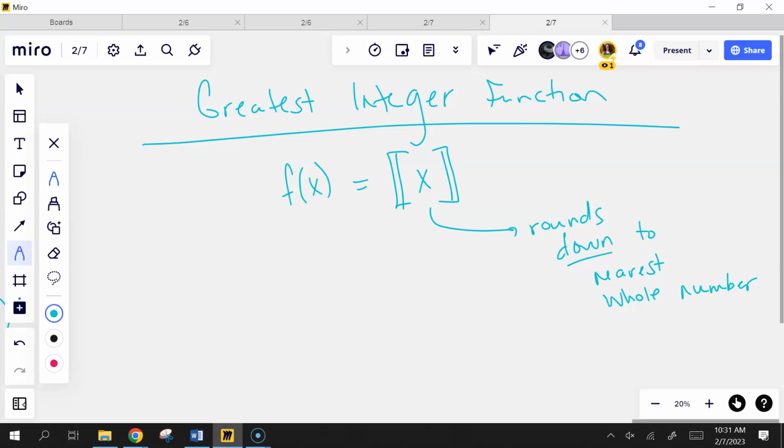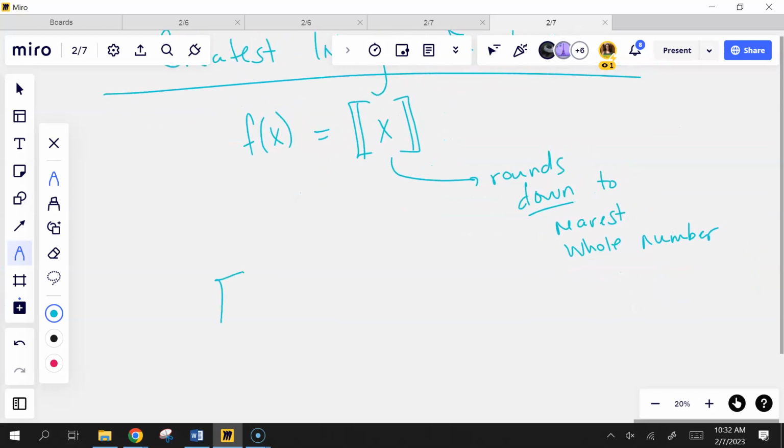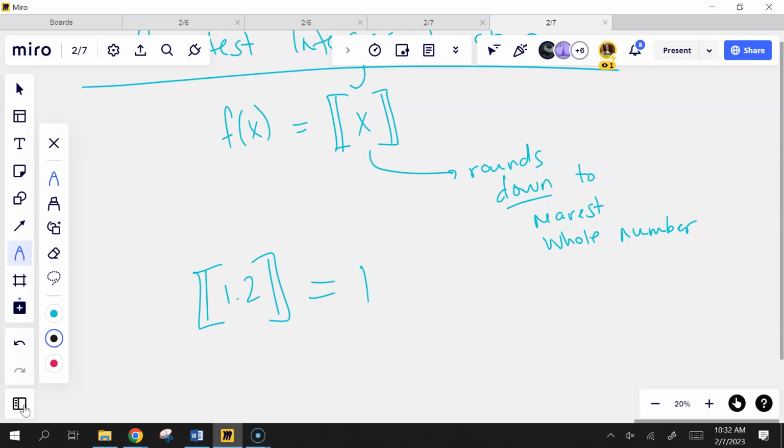Here's what greatest integer function does. It rounds anything you put in down to the nearest whole number. Even though it says greatest integer, good morning, it actually rounds it down. So if I said, what is the greatest integer, let's say I put 1.2 in here. What would that be? It would be 1. Okay. So if I told you that f of x was the greatest integer, then what do you think f of negative 4.8 would be?